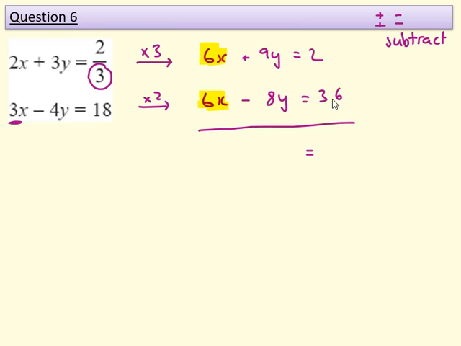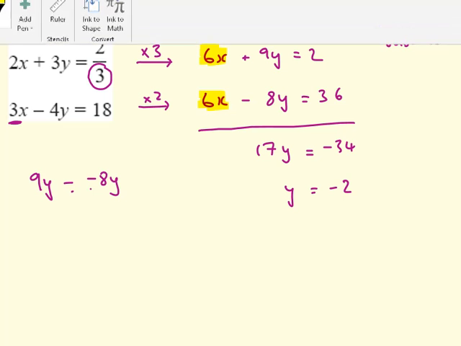So 2 take away 36 is minus 34, but 9y minus minus 8y, that is positive 17y, okay? Because remember, the two minuses make a plus. Okay, then we're going to divide both sides by 17, and that gives us minus 2, so y is minus 2. Okay, and then we need to still find out what x is.